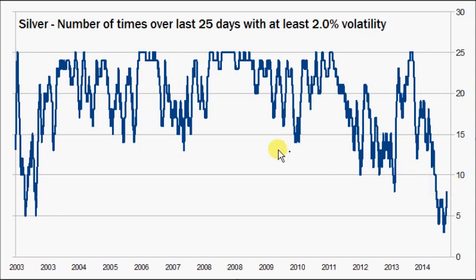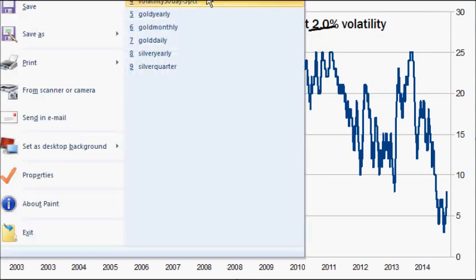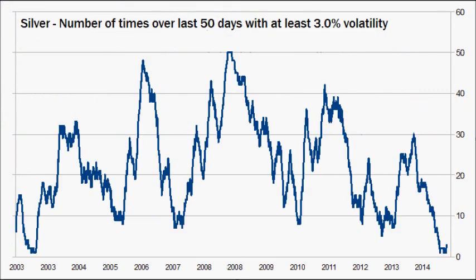Same thing, except let's increase the volatility to 3% and increase the number of days up to 50. So we'll put that in now. Much easier to read chart. Same kind of story. And here, that worked out to 80 consecutive trading days with at least 3% volatility.